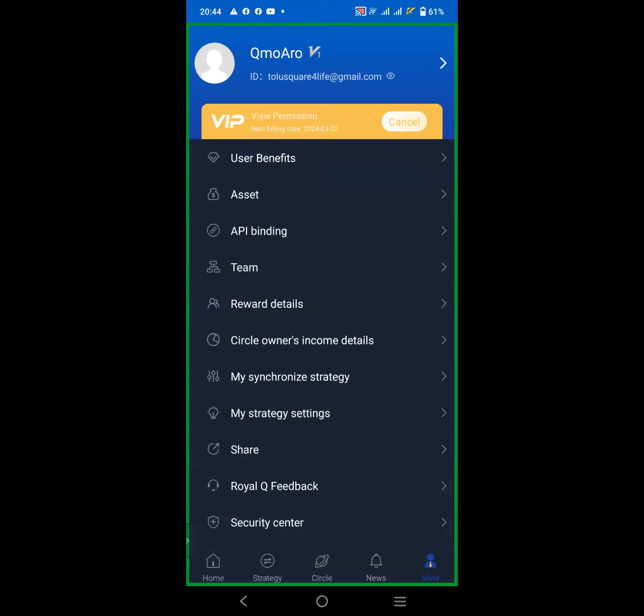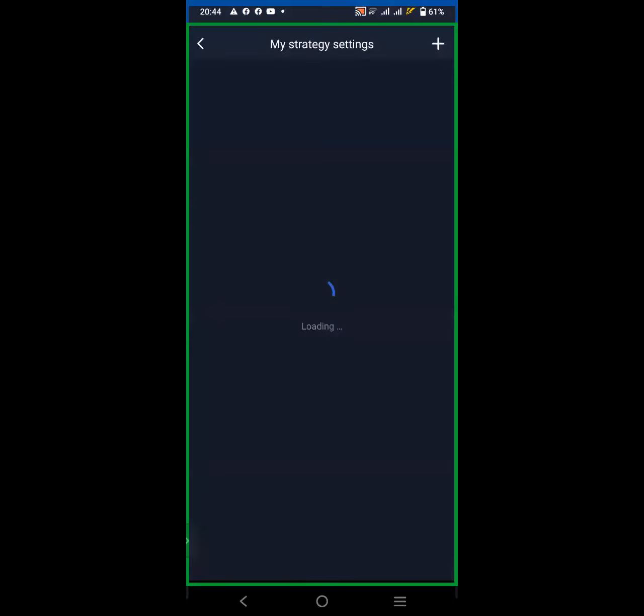Now, let's go to my strategy setting. For those who are observing, it's just above share or below my synchronized strategy. There is my strategy setting with a bulb there on the mine page. So now you will see edit now. You can click on edit now so that we proceed to create our strategy to trade with that capital. Click on edit now.